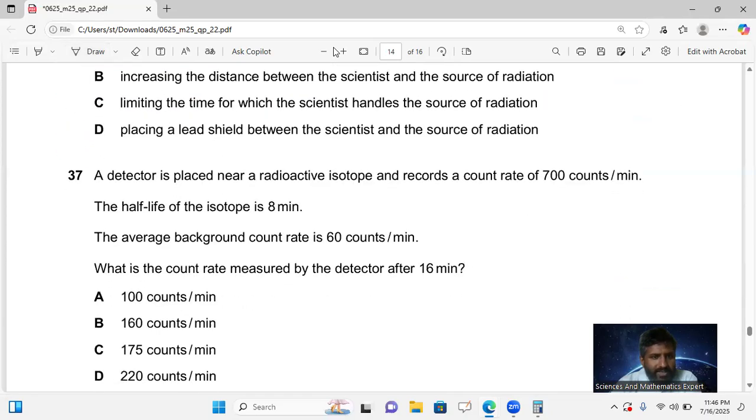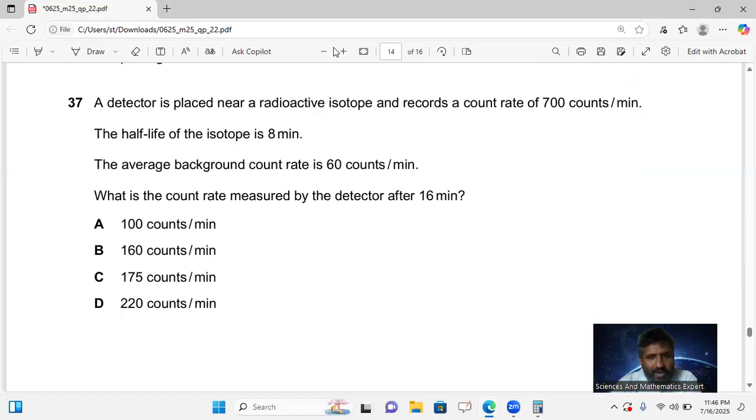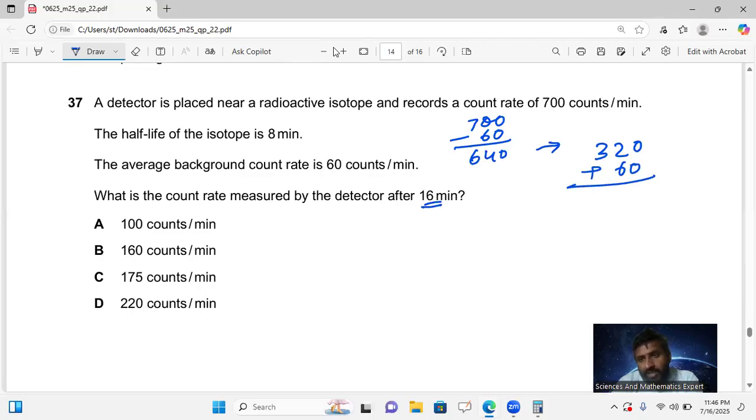After that, number 7. A detector is placed near a radioactive isotope for a count rate of 700 counts per minute. The half-life is 8 minutes. The background is 60. So first of all, 700 minus 60. You are going to count the rate measured by the detector after 16 minutes. I will have to go for that. Okay, 640, then it is 320, added by 60 back as background, then that is 380.